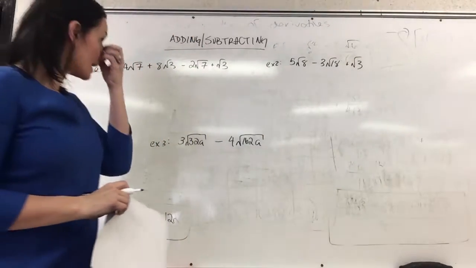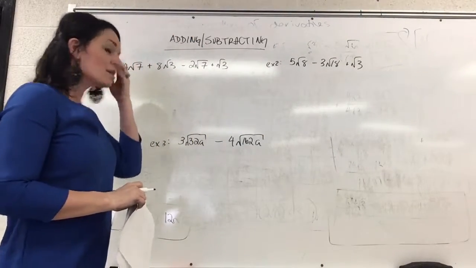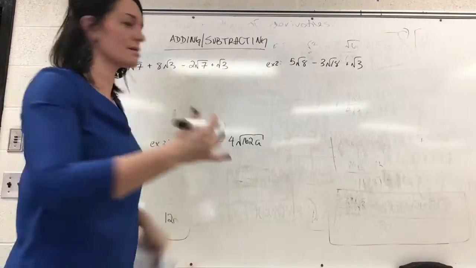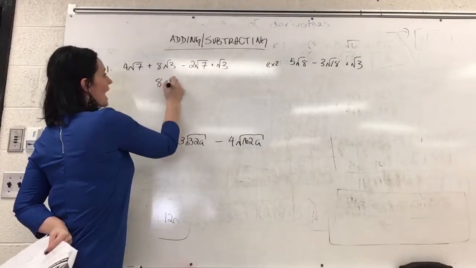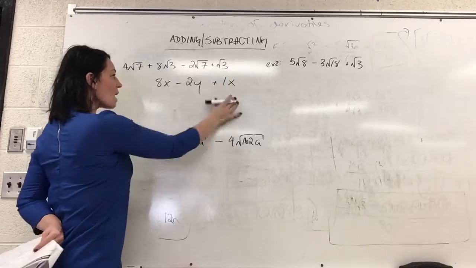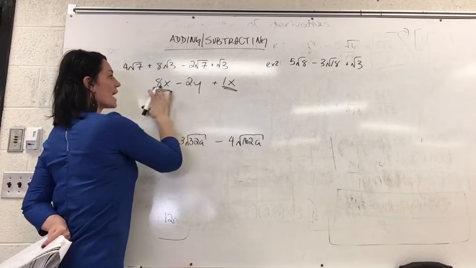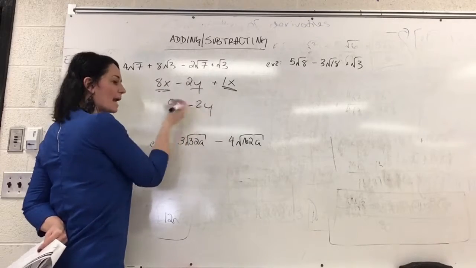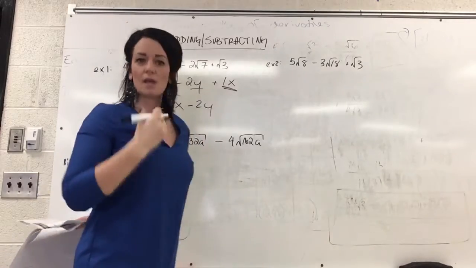Okay, let's talk about adding and subtracting radical functions. So it's basically the same thing as adding and subtracting like x's. So let's say you had like 8x minus 2y plus 1x. These go together. So 8x plus 1x is going to be 9x minus 2y. They can't be added or combined in any way because one's with an x and one's with a y.